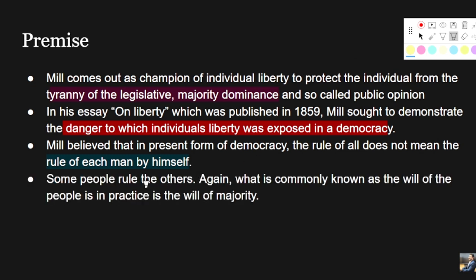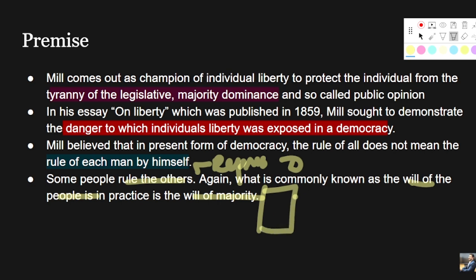So some people rule the others. In democracy, some people rule the others. This is the basic idea of representative democracy, where some people represent the entire state. Again, what is commonly known as the will of the people is in practice the will of the majority, right? So here, let's take an example of India itself, right?